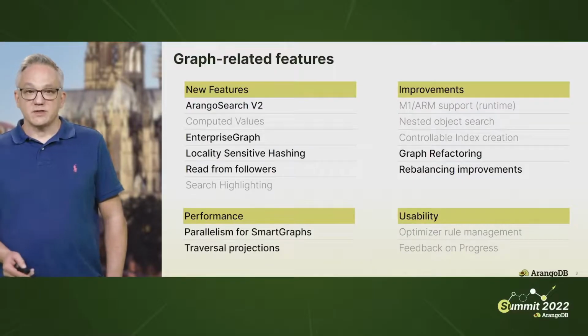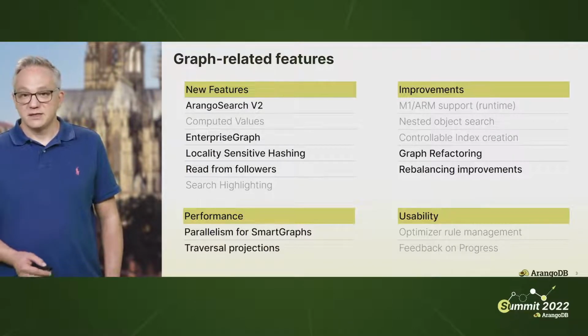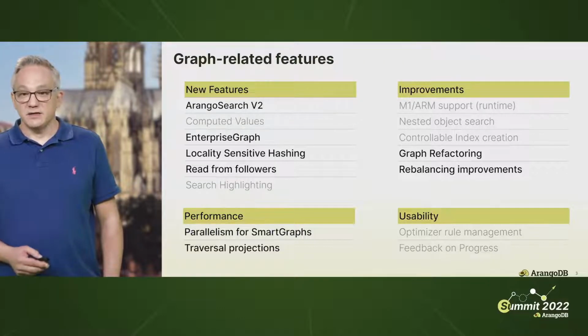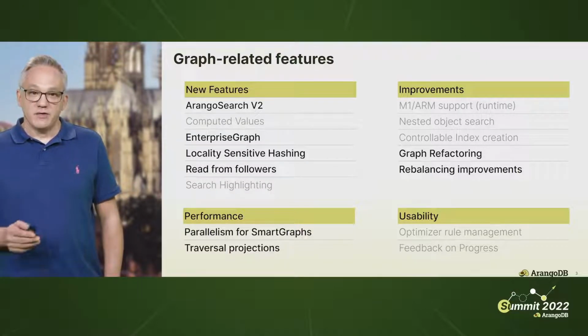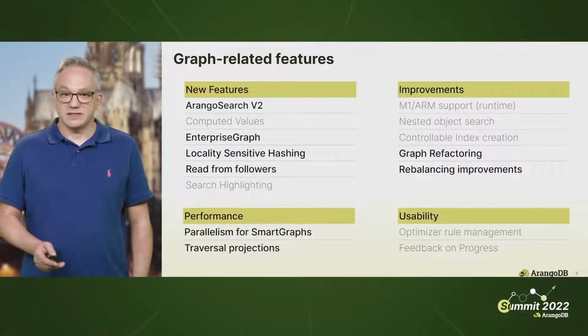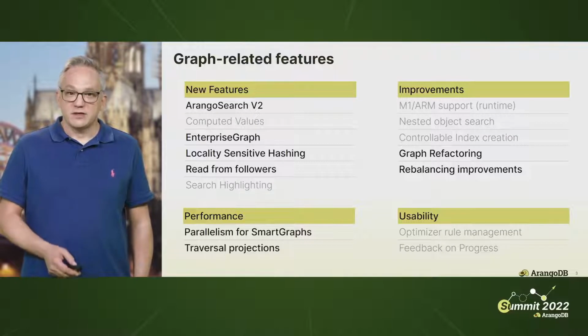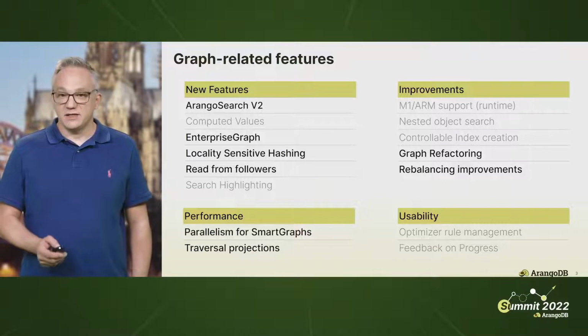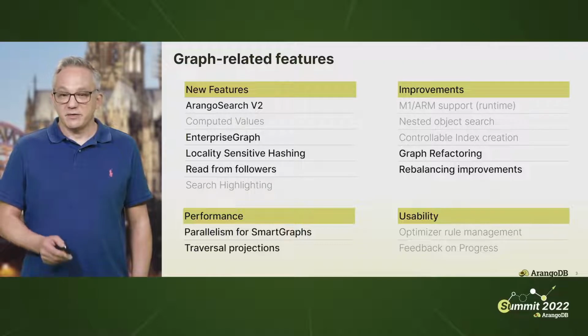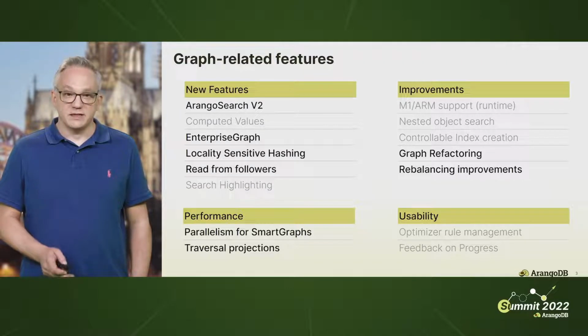First of all, we wanted to improve the graph-related features in ArangoDB. With that, we have Enterprise Graph, a completely new feature, a new way to shard a graph in a sharded environment, a real distributed database. We have Arango Search v2, which is maybe not obviously related to graph. I will explain that in a second. And we have locality sensitive hashing, for example. That's also very important if you're in the space of entity resolution in the direction of knowledge graph. But graph refactoring is also an important point, which I will explain at the end.